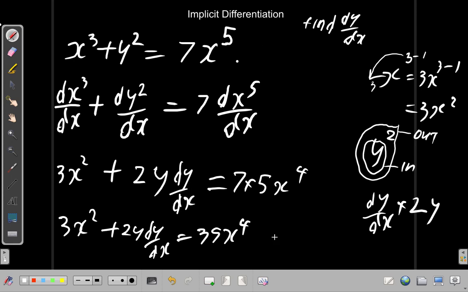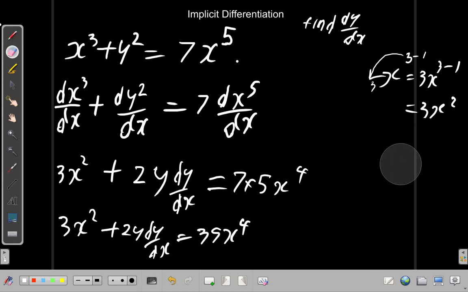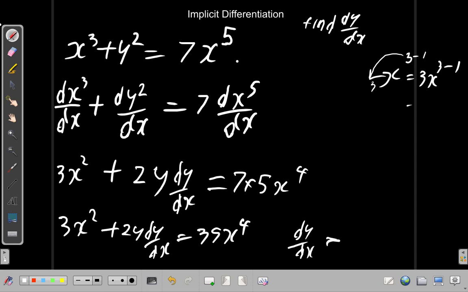Now, what is dy by dx? When you do your transposition here, what do you get? You get dy by dx equals 35x to the 4th minus 3x squared, all over 2y. So there you have it. That's what you get.